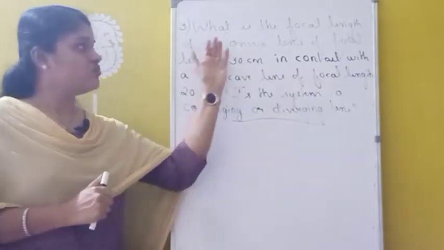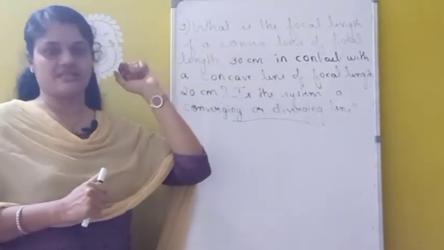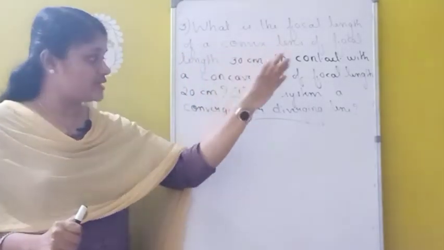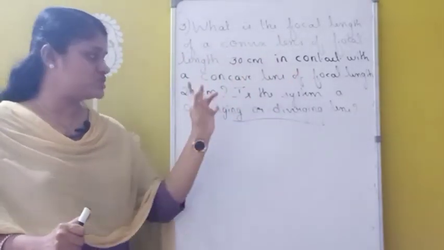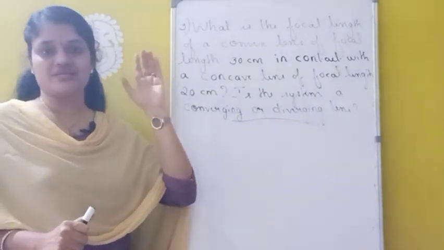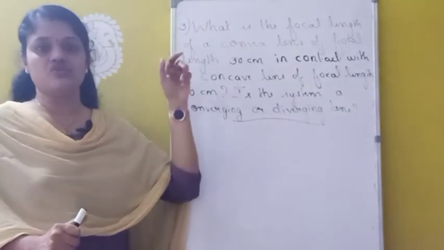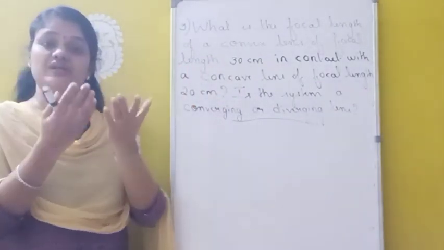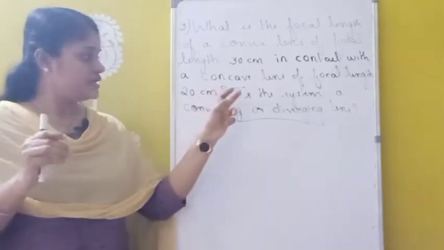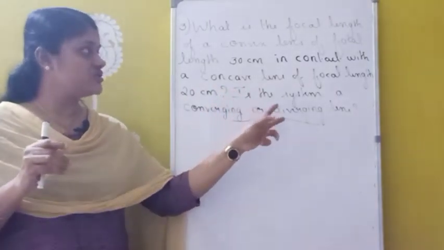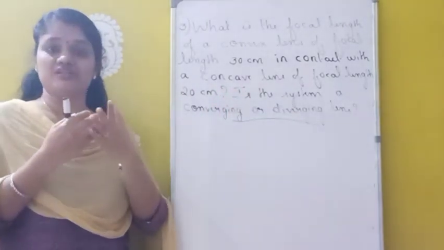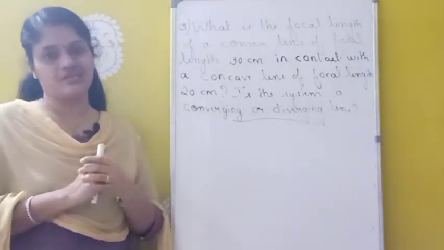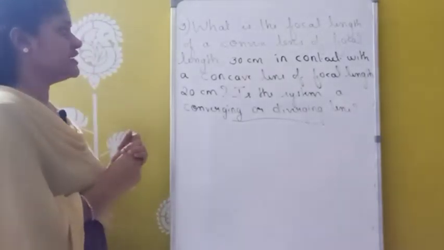Third problem: what is the focal length of a convex lens of focal length 30 centimeter, which is in contact with a concave lens of focal length 20 centimeter? Here two lenses are in contact. One is convex, the other is concave, and both are combined together, and we have to find the combination focal length. Also, is the system a converging or diverging lens? We have to find out whether this combination will act as a converging system or a diverging system.